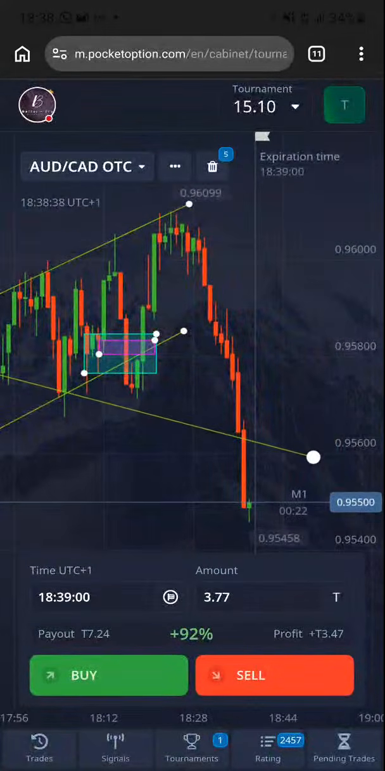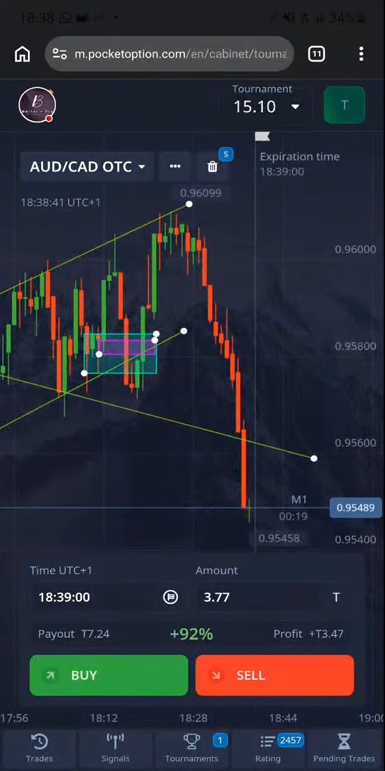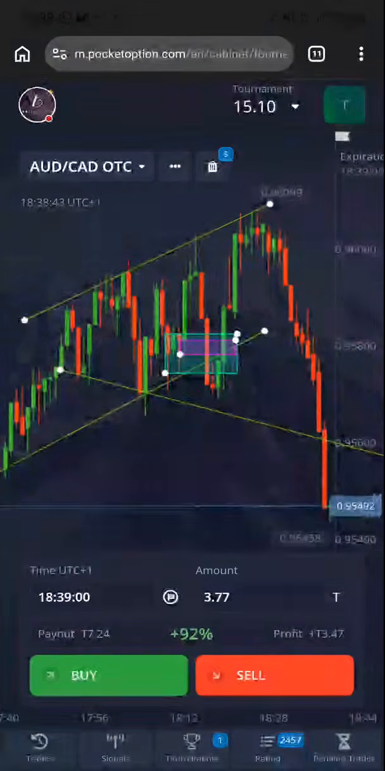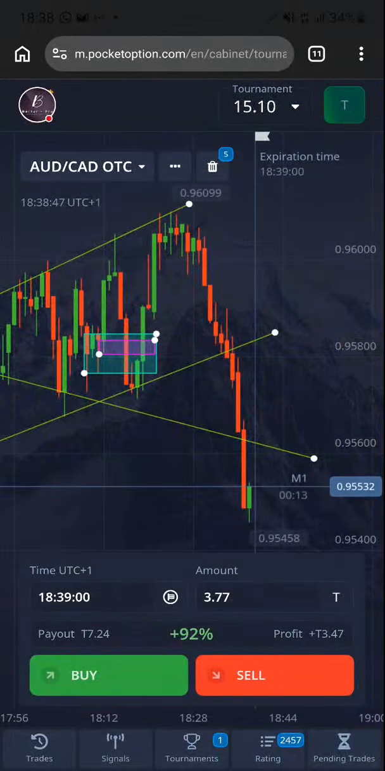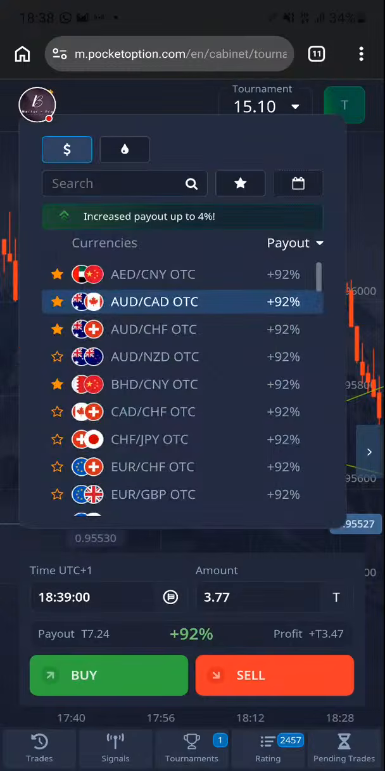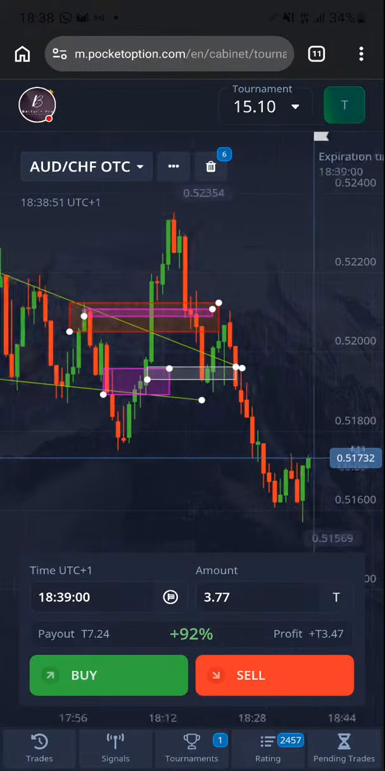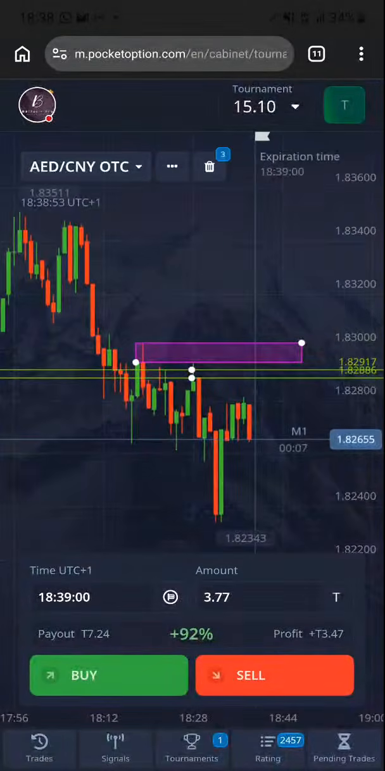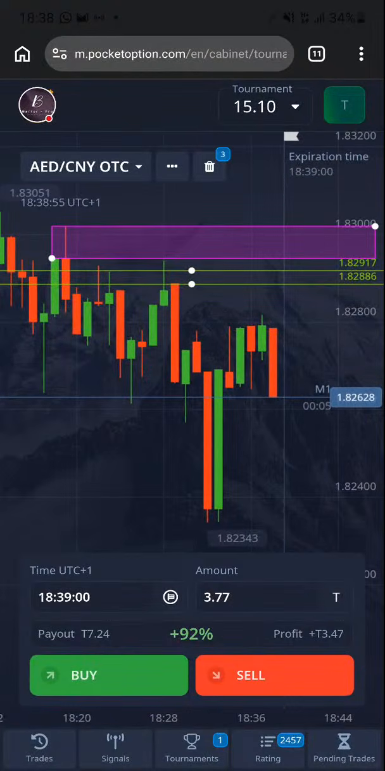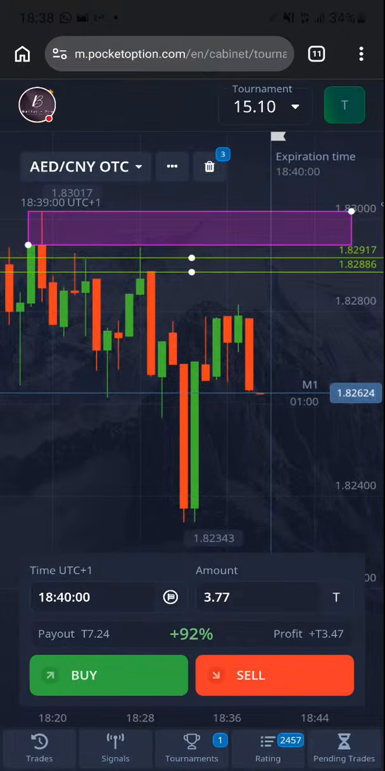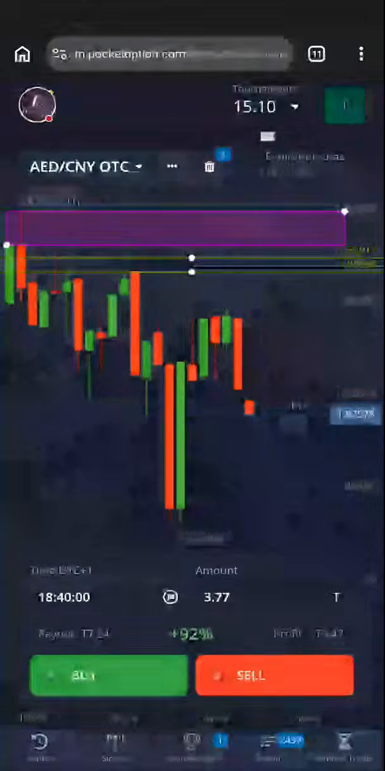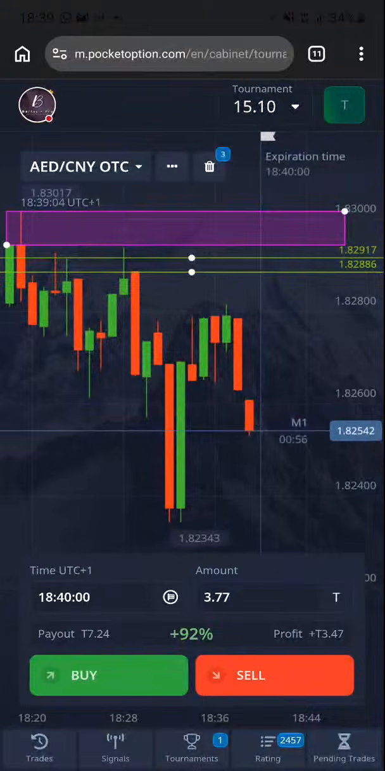And this market is crazy. See this crazy push by the sellers. It's just insane, guys. Let's quickly go back to where we are coming from, because I don't want to miss this opportunity. We have a round number here, 1.83000.